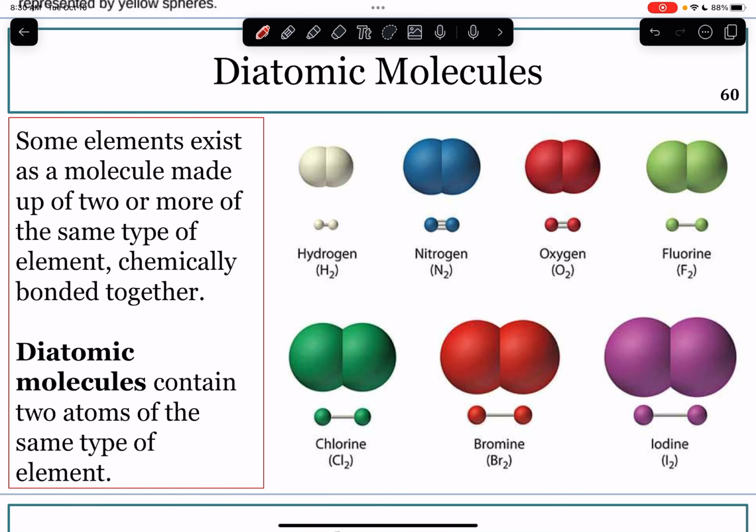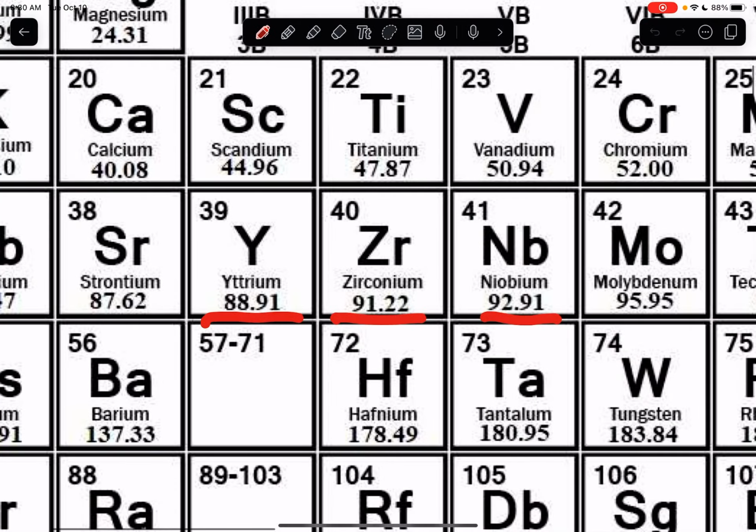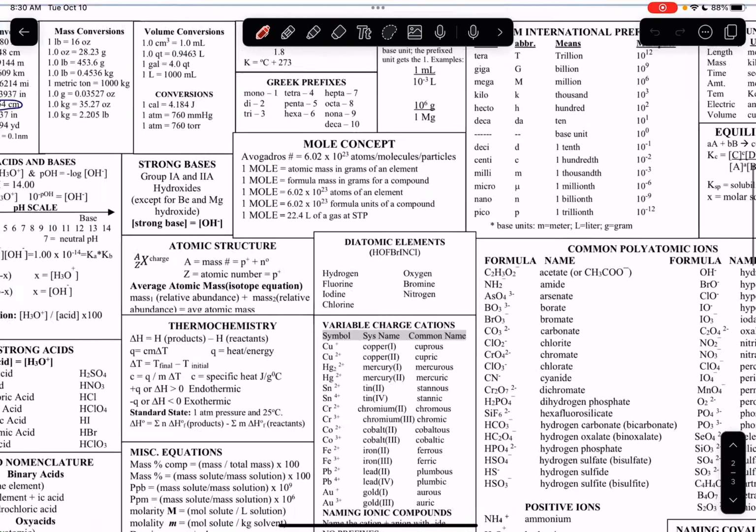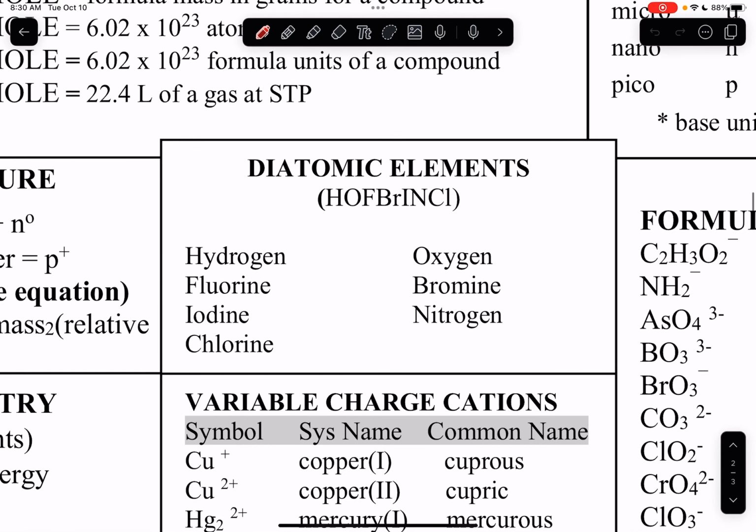These 7 elements are on the back of your periodic table, right here. So you do not need to memorize all 7 of these elements. This is a mnemonic to remember them in case you later take a class like AP Chemistry or a college level course where you need to memorize these 7. Hofbrinkel, that's hydrogen, oxygen, fluorine, bromine, iodine, nitrogen, and chlorine.